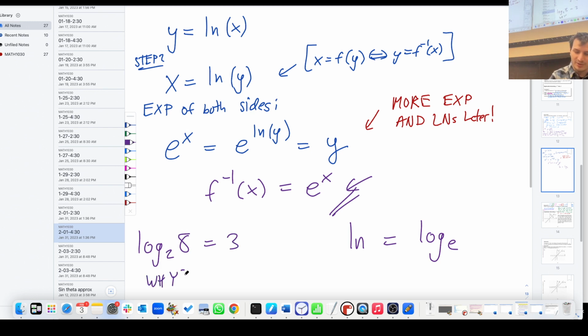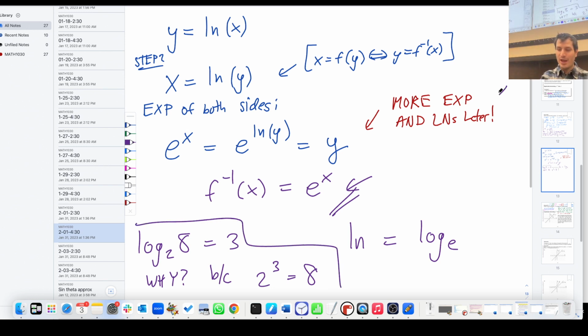Why is the log base 2 of 8 3? Because 2 to the power 3 equals 8, right? So because you take 2 to the power of the thing, you get back the original number, that means the log base 2 of 8 is 3. So that's exactly the property we're using here.